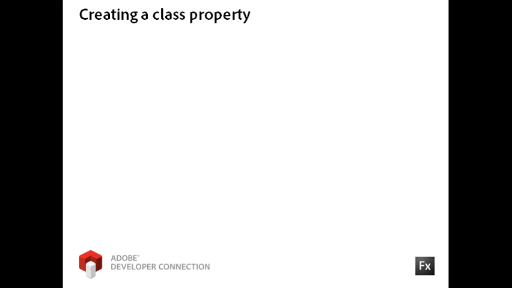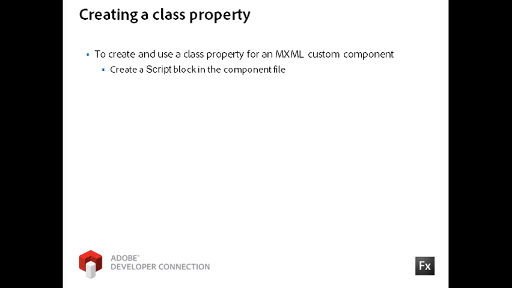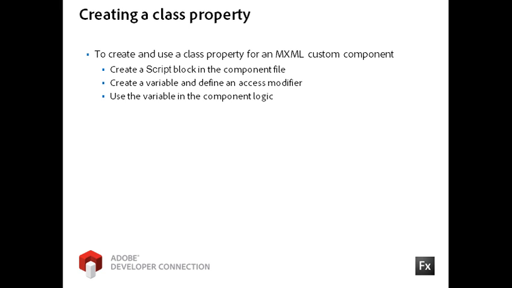Now I need to update the custom component to display different information for two different employees. To create and use a class property in an MXML custom component, you must first create a script tag set in the MXML component file for your ActionScript code. You will also need to define the class property as a variable with an access modifier, and of course, use the property as appropriate to the task. Lastly, you must pass in a value for that property from the instantiation of the custom component.